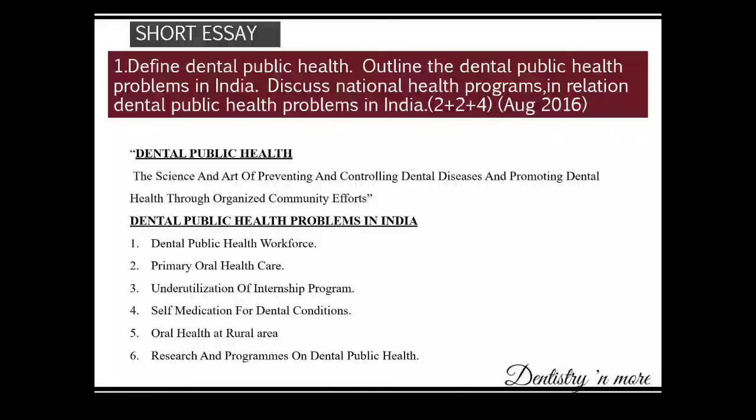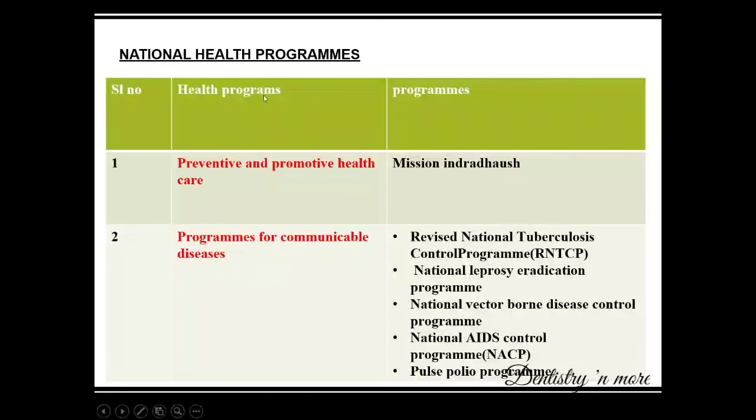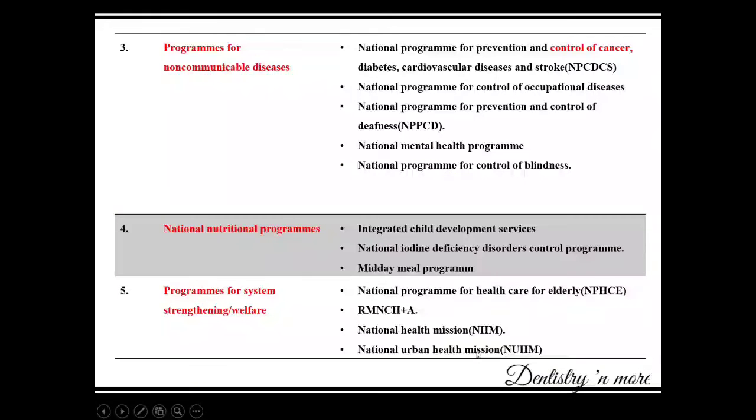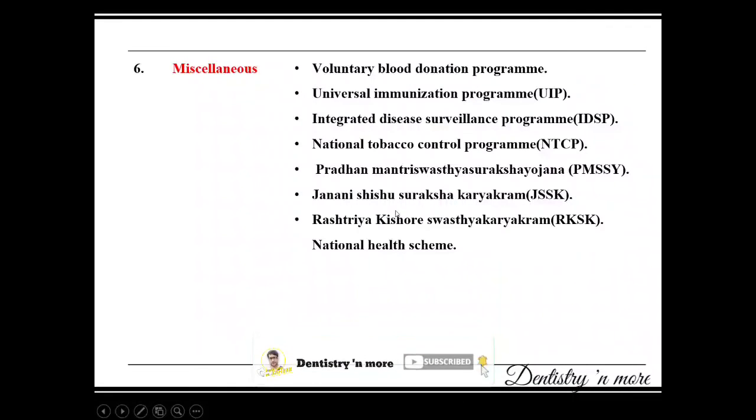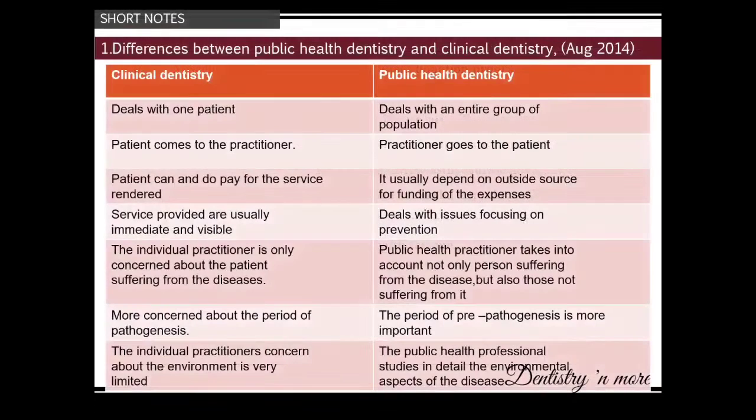So you can explain more about these problems in your own words if the question is asked as dental public health problems in India. Some of the national health programs, preventive and promotive healthcare, like Indradhanush program, tuberculosis control program, AIDS control program, pulse polio, and for non-communicable diseases like control of cancer, prevention and control of deafness, mental health programs. So many programs are there. You can list out a few of these, and the miscellaneous, like immunization program, Janani Shishu Suraksha Karyakram. So many are there. You can just list out one or two in each category.